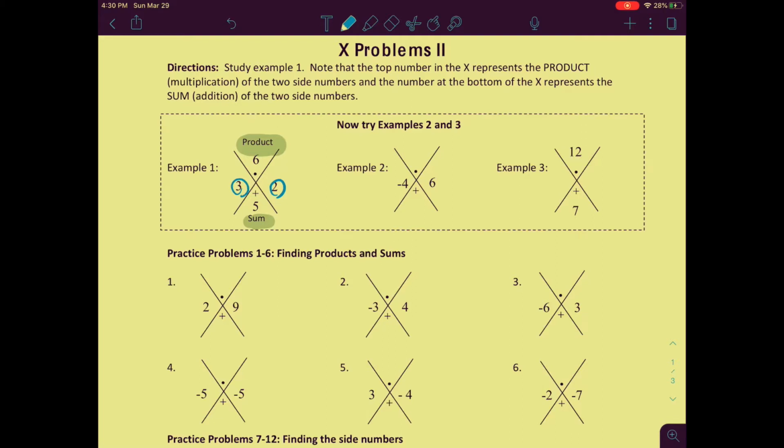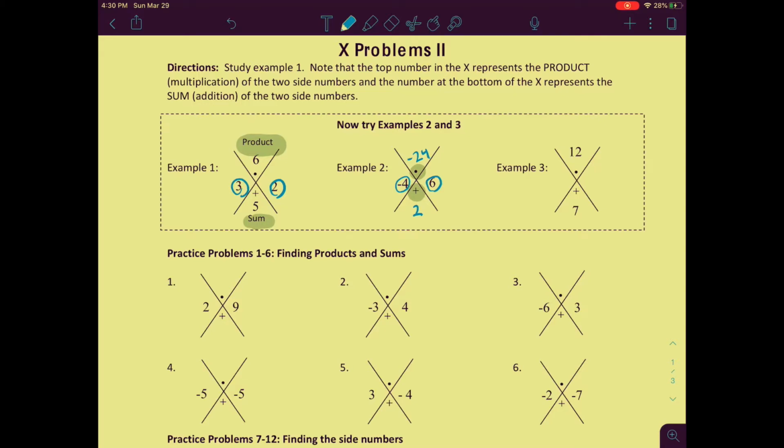Following this same structure, if you look at example 2, I'm going to take -4 and +6, and I'm going to first multiply them together. When I multiply them together, I get -24. If you notice in these X-box problems, there's a little dot right here, and that dot is the multiplication sign to tell me that I'm going to multiply the two numbers together. Similarly, on the bottom, you see this little plus sign, and that's telling me that I want to add -4 and 6. When you add -4 and 6, you'll get +2.